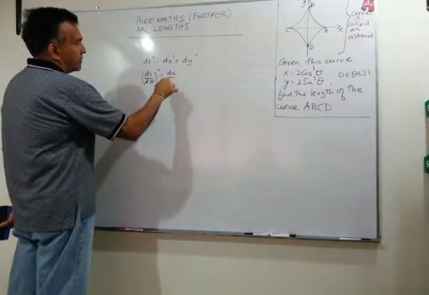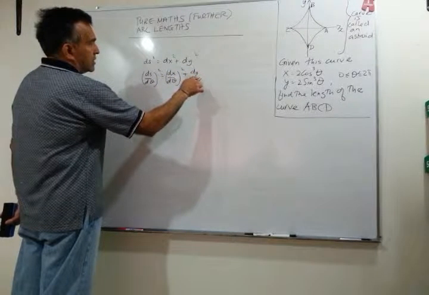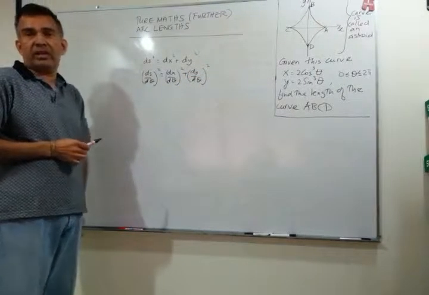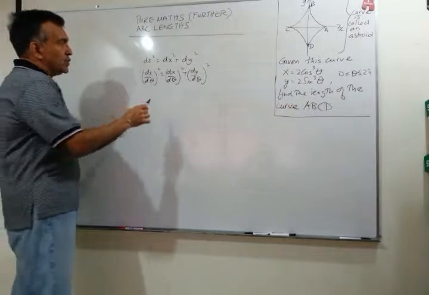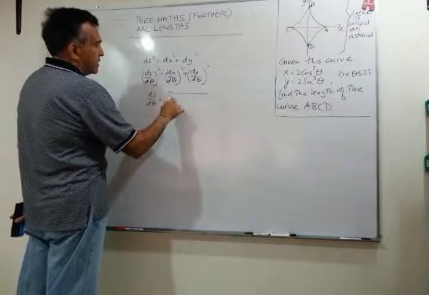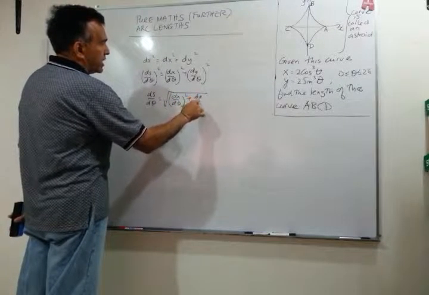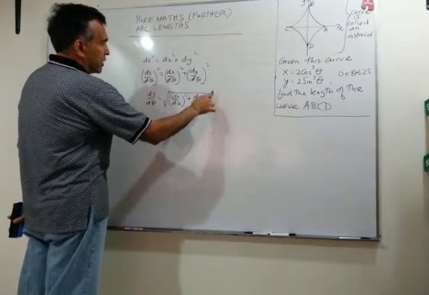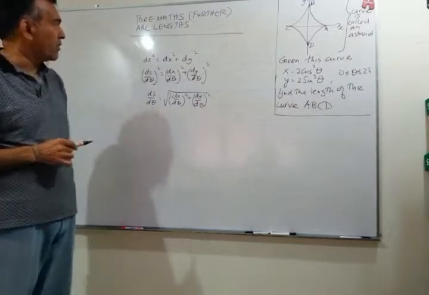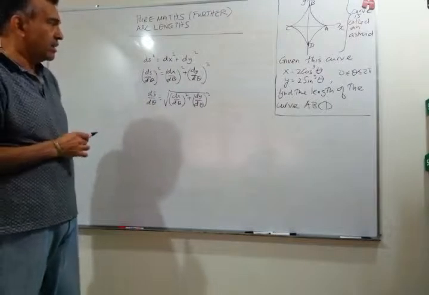This is something that we have covered in our video classes when we studied arc lengths. So now we can write the square root. ds d theta will be dx d theta, bracketed and squared, plus dy d theta, bracketed and squared. So ds d theta equals the square root of dx d theta squared plus dy d theta squared.